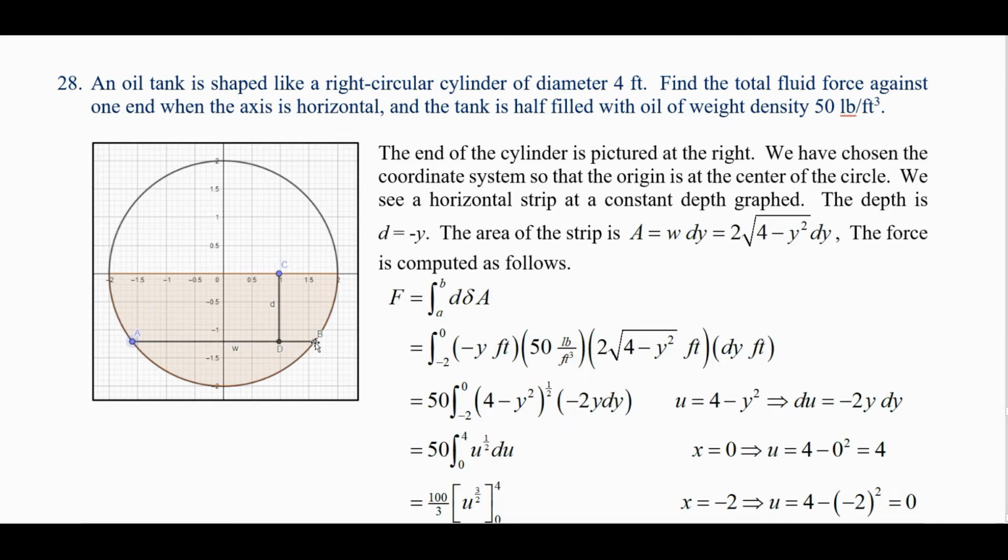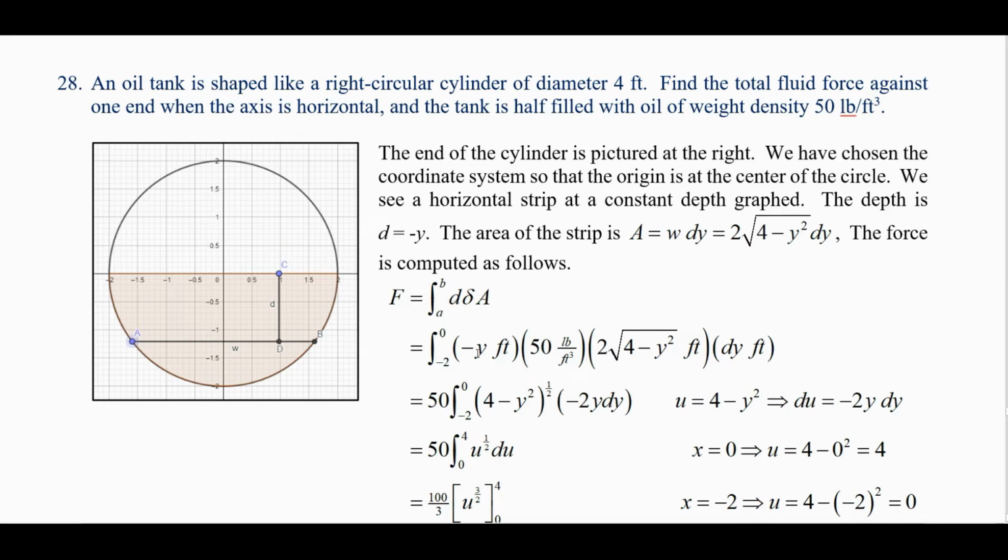The area of the strip is some thickness delta y, or we'll let it be dy, times the width. The width is twice the x value of this point B, wherever B is along the side here. On this side of the arc of the circle, x is the square root of 4 minus y squared. That'll give you the positive value over here, which is half of w, so double that to get the width. Multiply by dy to get an area, and then do the depth times the density times that area.